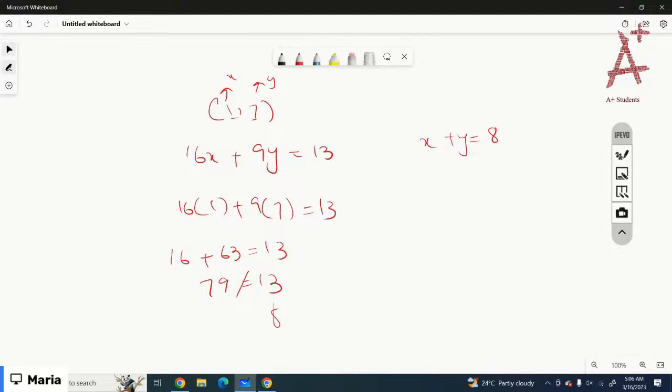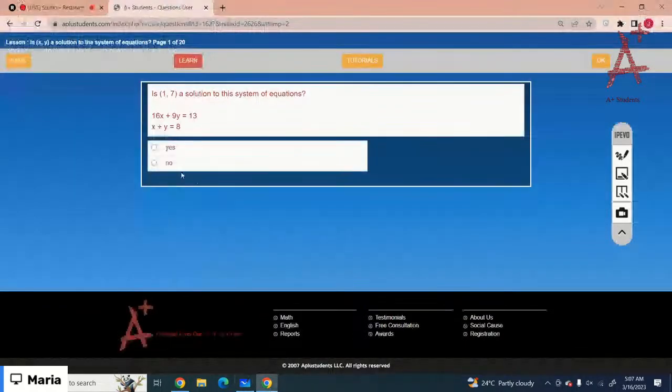Let's put the point in the other equation. X is 1, y is 7. 8 equals 8. This one is true, but one of them is false and one of them is true. So that means (1, 7) is not the solution of the system of equations. Both of these equations must be true. Got it? So the answer is no, it is not the solution.